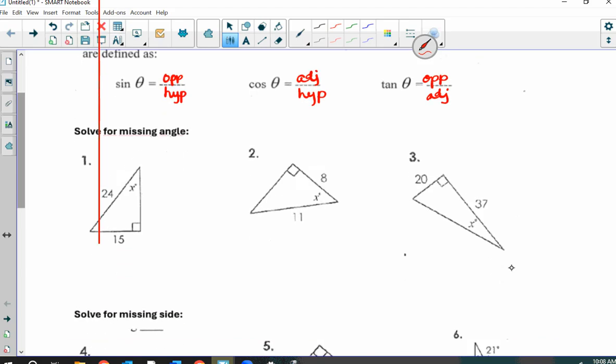Number one, did you set up sine of x equals 15 over 24? Yes. Okay, so what you have to do when you're solving for the angle, right? The angle's what we're looking for. You have to use arc sine. You can use inverse sine, but again, arc sine is easier on Desmos. Let me pull over my Desmos.